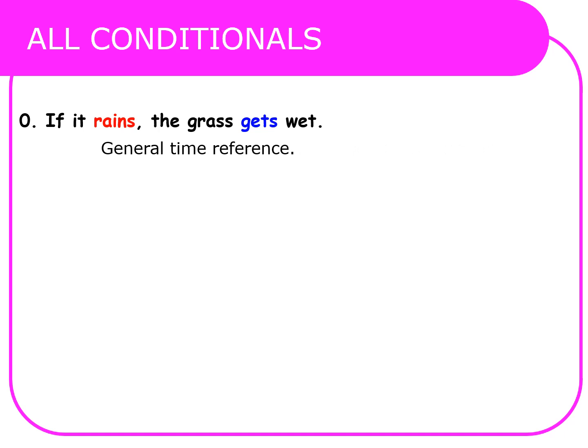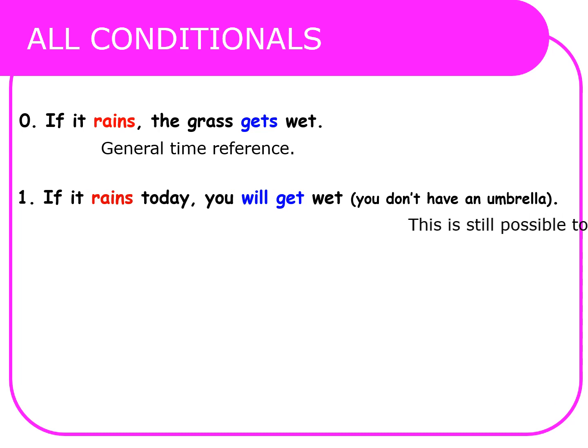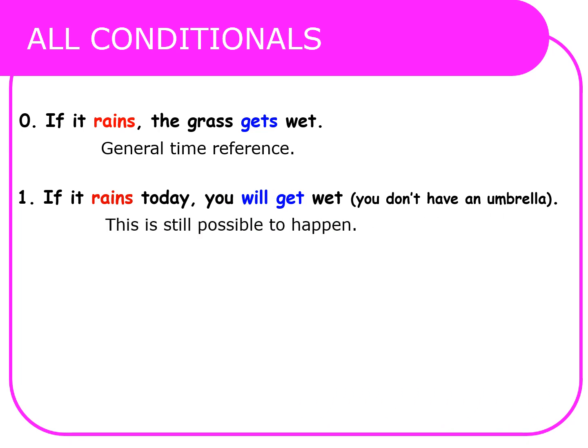Okay, that's a summary for all the conditionals. I'm speaking about general time reference. It's zero conditional. If it rains, the grass gets wet. It's a fact. I'm speaking about if it rains today, you will get wet. This is the first conditional. So this is still possible to happen. I'm speaking about a possible action in the present or in the future.